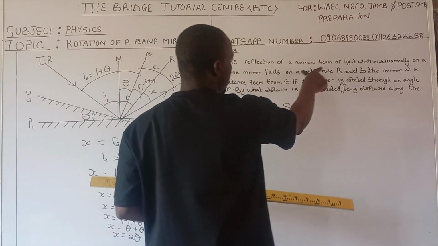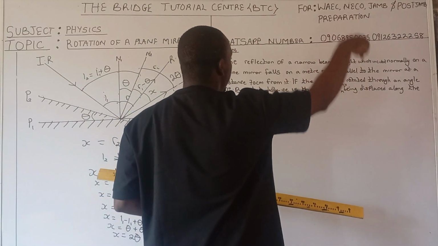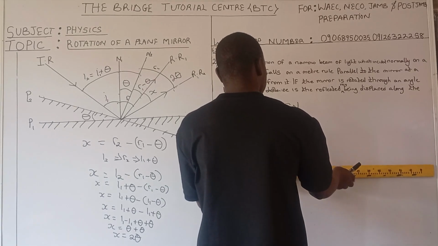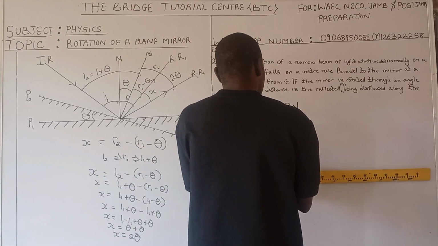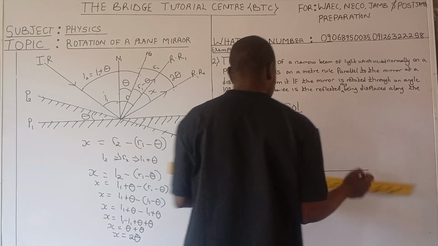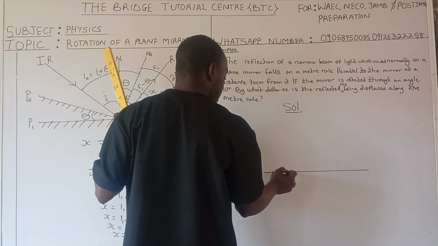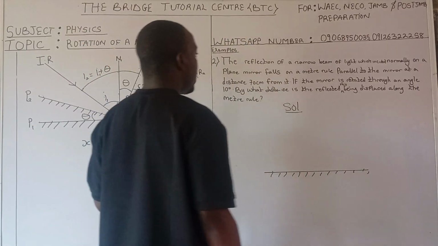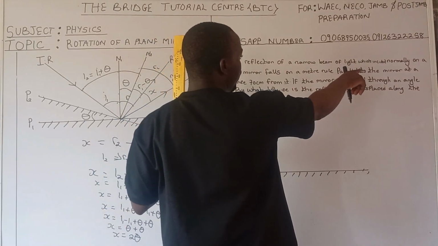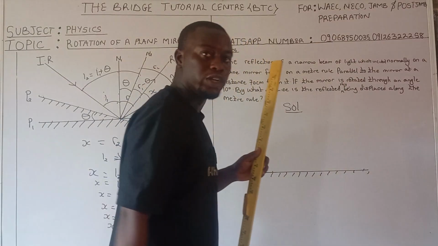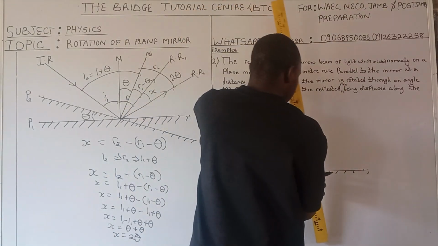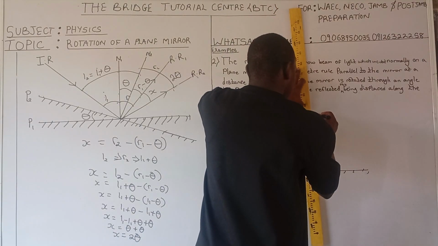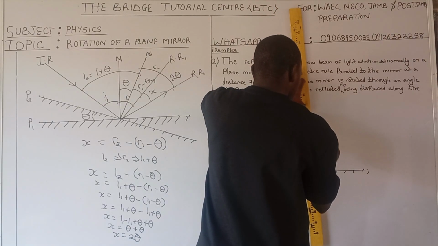The reflection of a narrow beam of light, which is incident normally on a plane mirror. So the first thing, let us draw our plane mirror. Assuming this is our plane mirror, you have your plane mirror, you quote it. So it now says the reflection of a narrow beam of light, which is incident normally on the plane mirror. So the beam is incident normally onto the plane mirror.